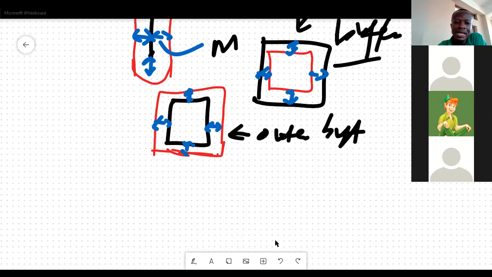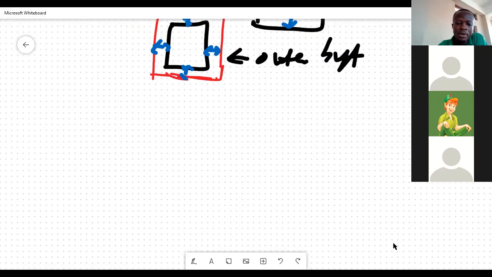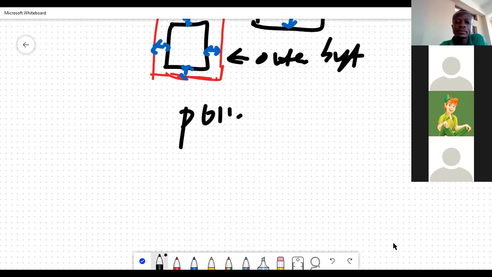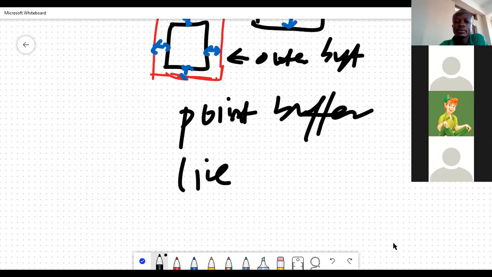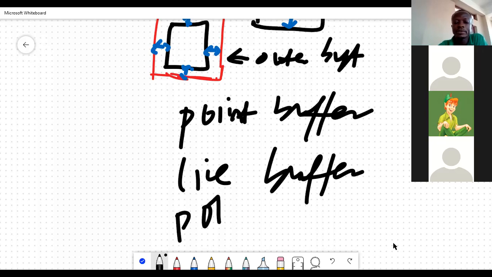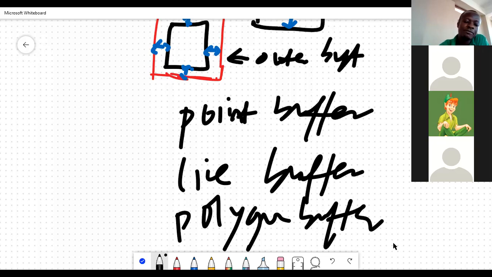So there are three types of buffers. We have point buffer, line buffer, then we have polygon buffer. The point buffer will give you, what would the point buffer give you? What zone would it give you? What would be the shape of the zone? Let me see who gets this right.